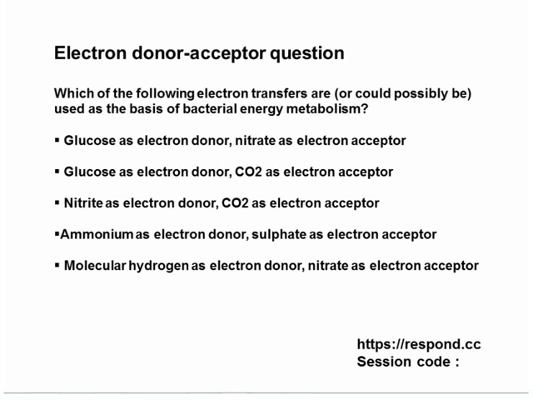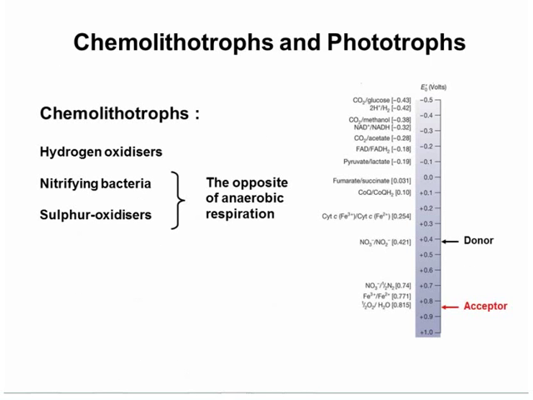Molecular hydrogen as the electron donor, nitrate as the electron acceptor. Is that going to work? Molecular hydrogen is up here, very, very good electron donor. Nitrate is the electron acceptor. Will also work. Okay, it's good.